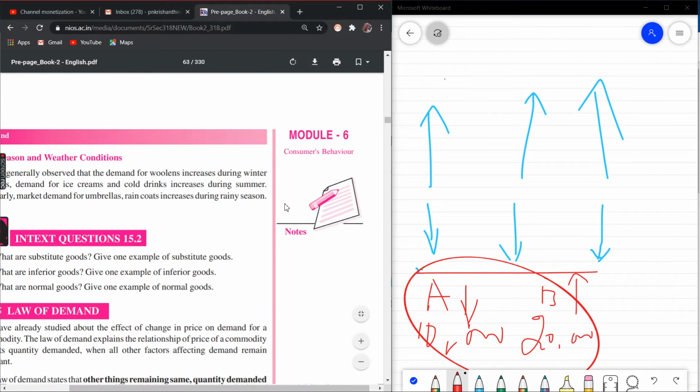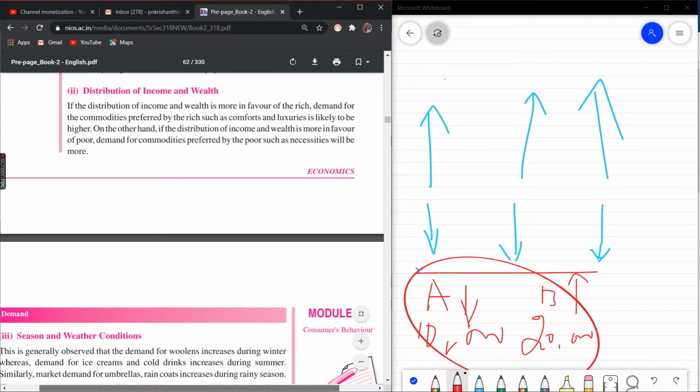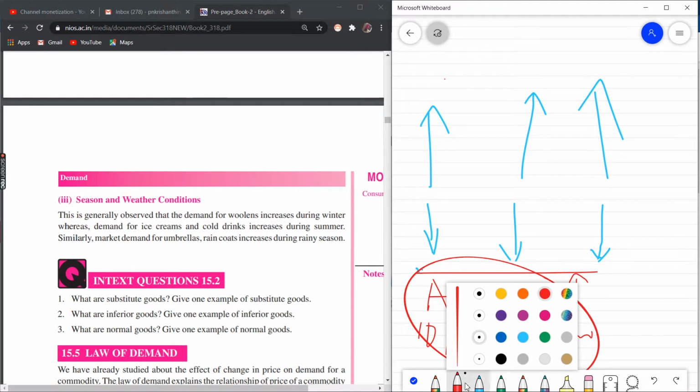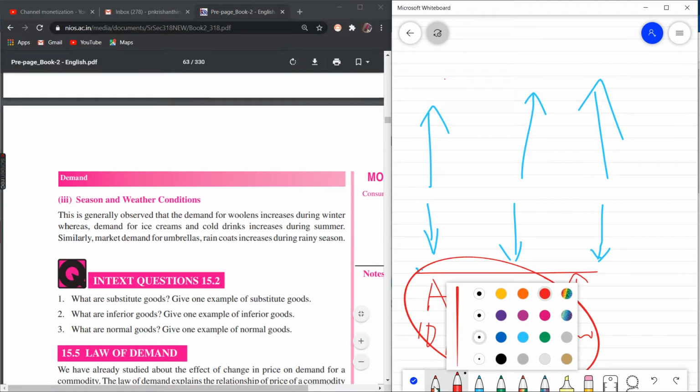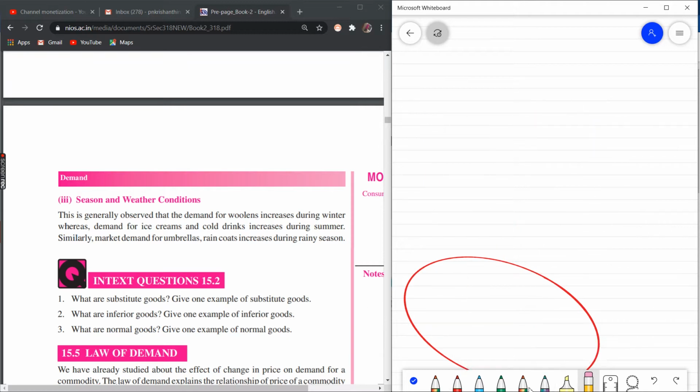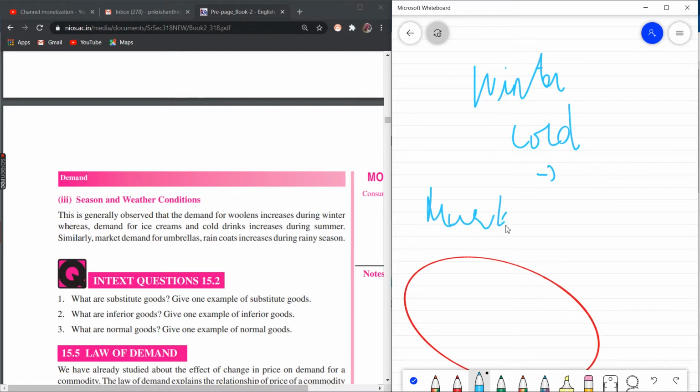And the next one is seasonal weather conditions. This also plays a very important role. As far as an individual consumer is concerned, even though it's winter and a cold climate outside, he may choose to have an ice cream because he wishes to and has the capacity to. But in case of market demand, we should analyze on the whole.